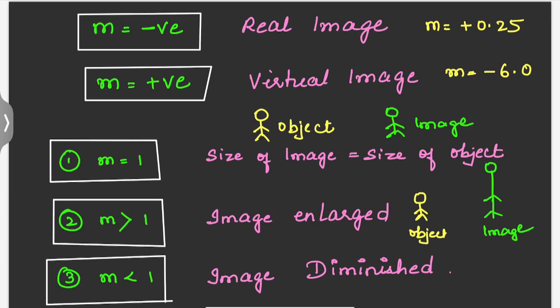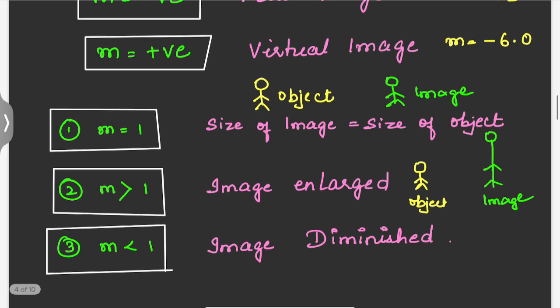So can you see here? This is the object, and see the image, a very big image will be formed. So this is called an enlarged image. You get a very big image when the M value is greater than 1. Next, if the M value is lesser than 1, then the image formed will be diminished.